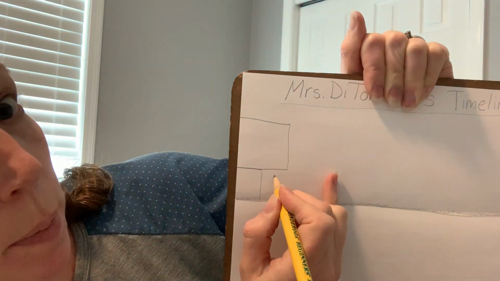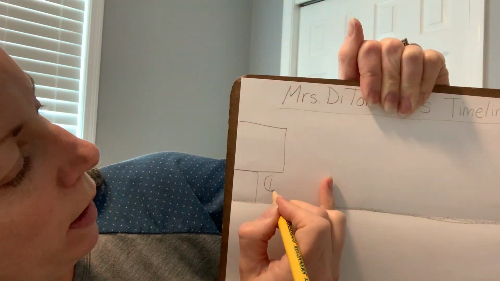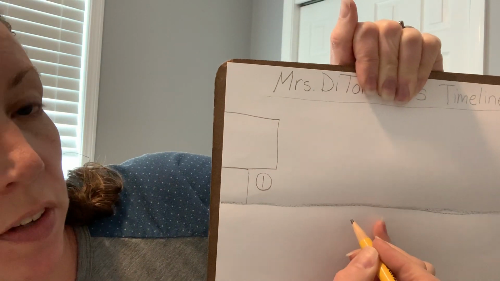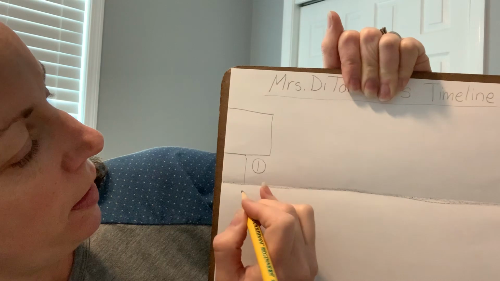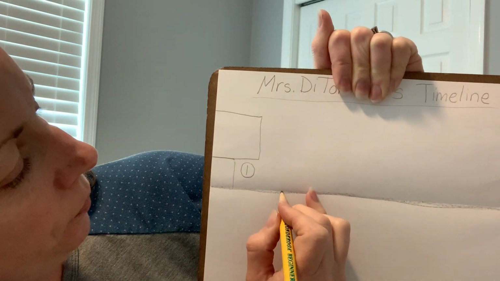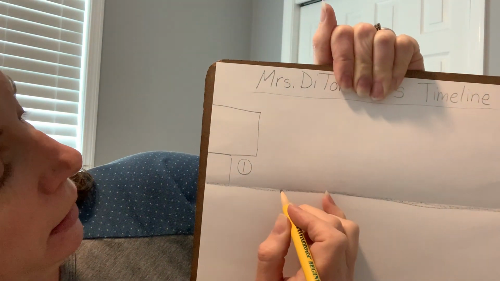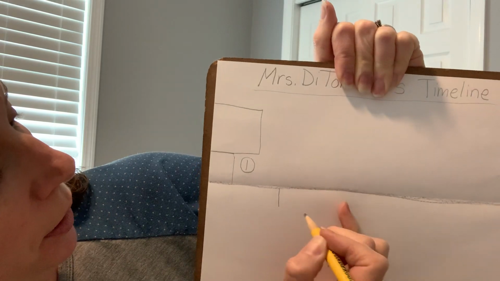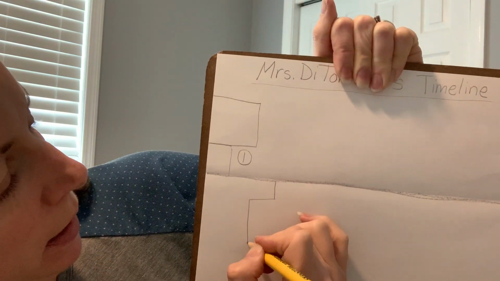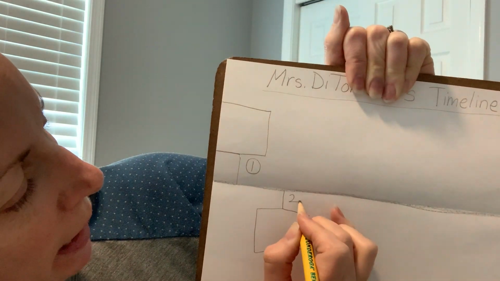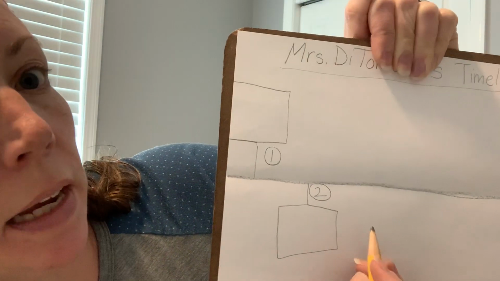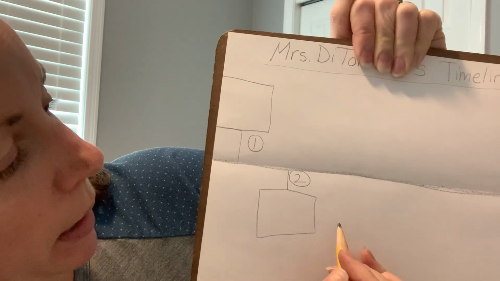Okay, and then underneath the box, just make a number 1. That's going to be the first event on our timeline. Okay, and then just go down a little bit. Then you're going to make a line going down on our timeline. You're going to make another box. The boxes don't have to be too big. And this is going to be labeled number 2. It's going to be our second event on our timeline.